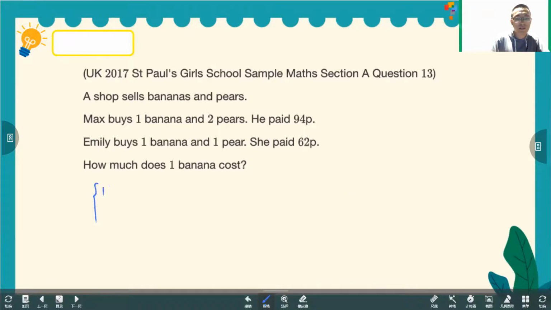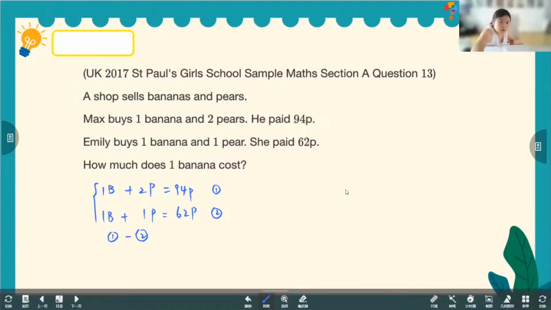So Max buys 1 banana, I'll use capital letter B to represent banana, and 2 pears, capital letter P. And he paid 94 pence. And then Emily buys 1 banana and 1 pear, and she paid 62 pence. Okay, so remember, we're dealing with pence here, so the units matter. Pay attention here. So this is equation 1, equation number 2, and take away the smaller one from the larger one. So equation number 1 minus equation number 2, 1b minus 1b cancels out, and then 2p minus 1p will give us 1p, and 94 pence minus 62 pence is 32. Yeah, that's 32 pence.